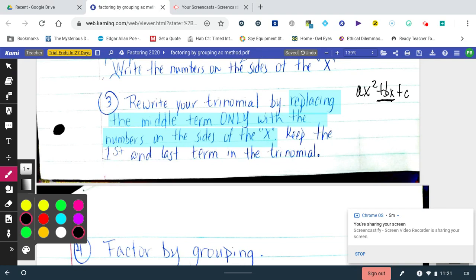numbers, but I don't want to say numbers. You're using those numbers to help rewrite this middle term. So you're going to end up with ax squared, and those numbers on the sides of the x become the coefficients for your x variable in the middle term. So for instance, you have ax squared plus some coefficient times x, plus some other coefficient times x, plus c. So this middle term gets broken up into some x plus some other x, okay?